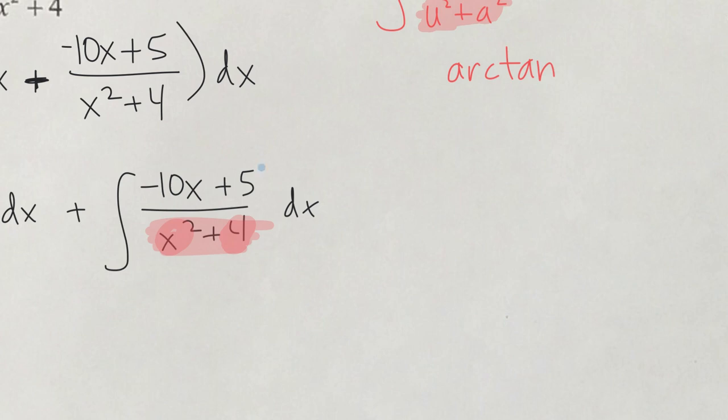But then we have all this junk up here on top. We don't want any junk on top. We want to have a 1 dx, or maybe a 4 dx or something. So we're going to, once again, split this into 2 fractions. The trick here is to split into 2 fractions.